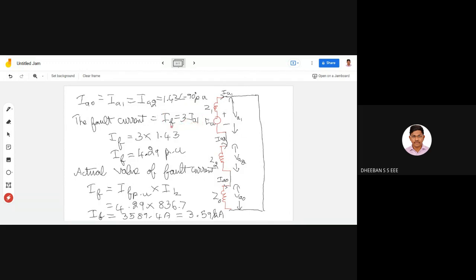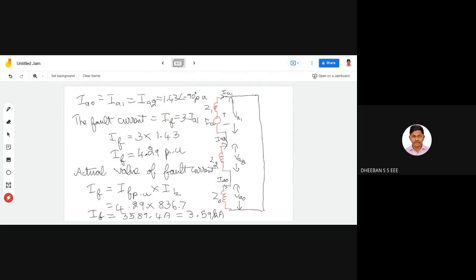So over here for the line to ground fault, fault current is 3 times your positive sequence component, IA1. Okay, it is 3 times your positive sequence component, IA1. So you have to multiply 3 into your positive sequence component 1.43. So you'll be getting somewhere around 4.29 per unit. You just see through it, the positive sequence component is 1.43, and the fault is around 4.29. So it is nearly 3 times higher than that of your positive sequence component.